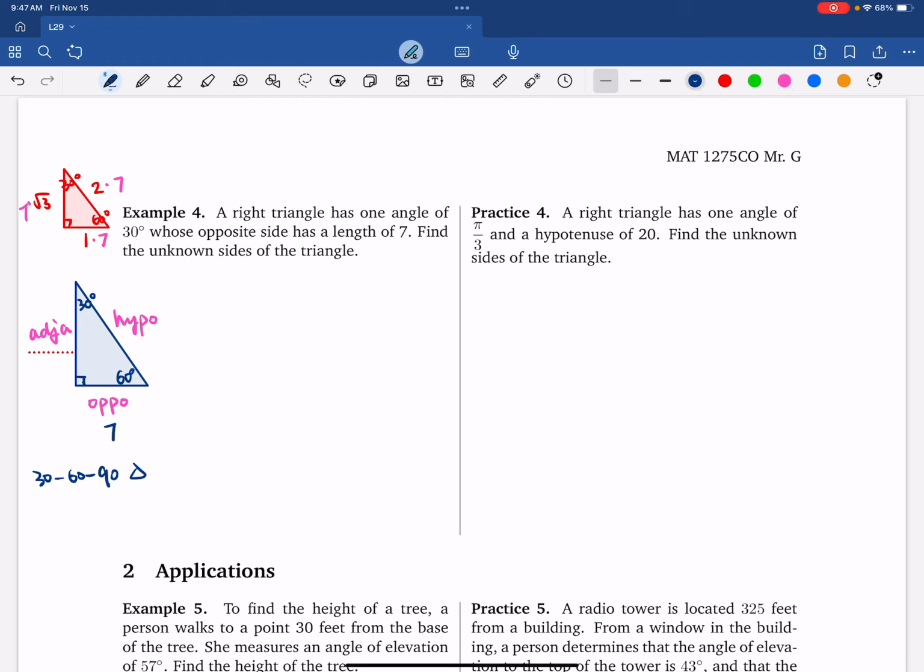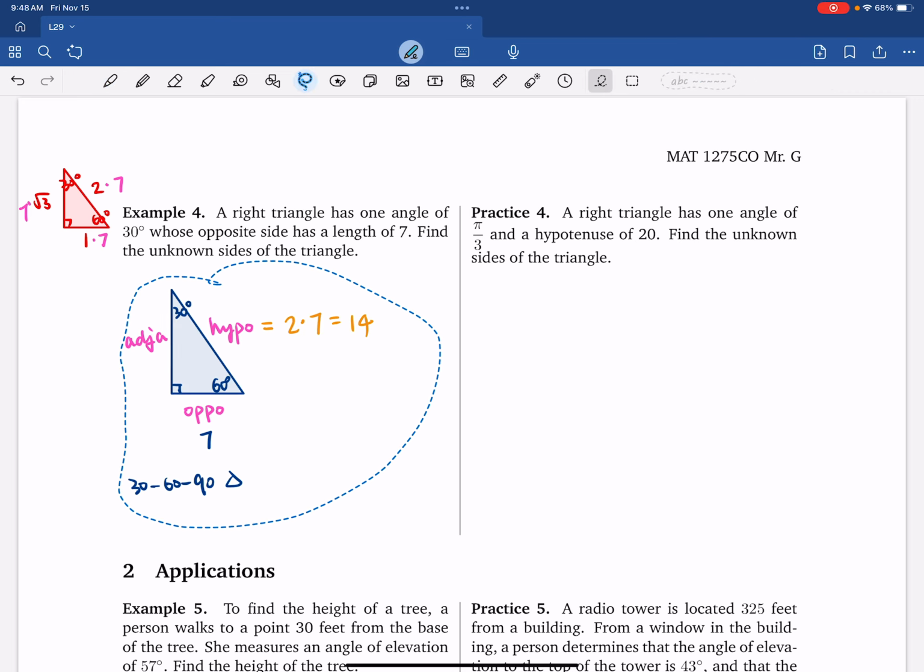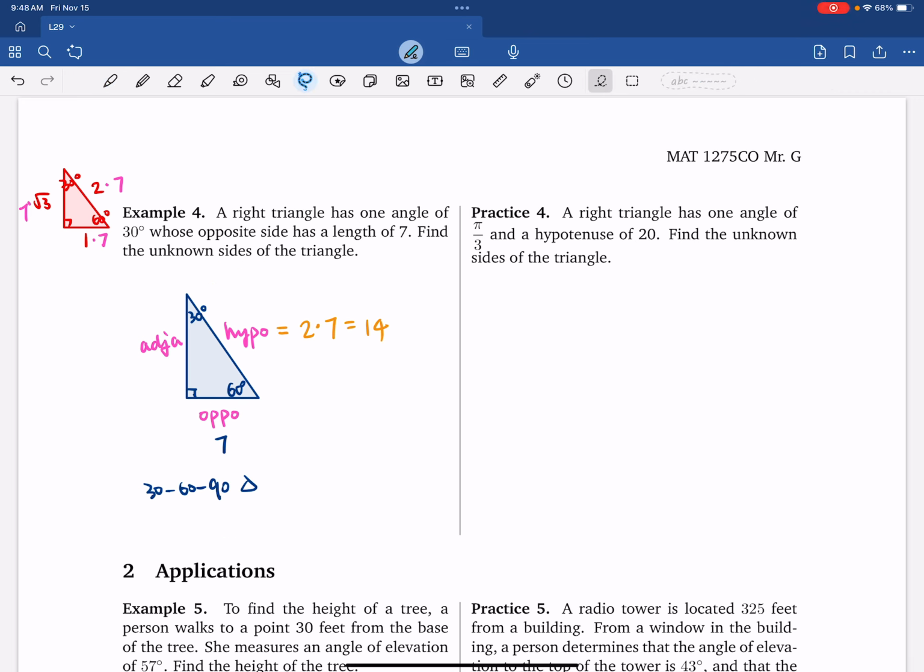So first of all, the hypotenuse, right? We calculate it to be 2 times 7, and that's 14. Let's move this a little bit to the center. Okay, and then we also have the adjacent, right? Adjacent, if you look at the graph, it's 7 times radical 3. So that is 7 radical 3. And those are the two sides, and that's it.